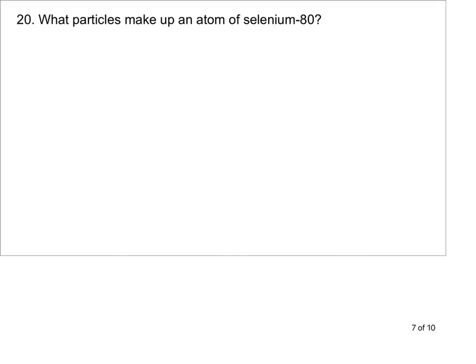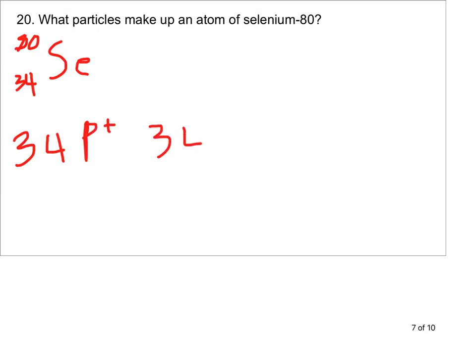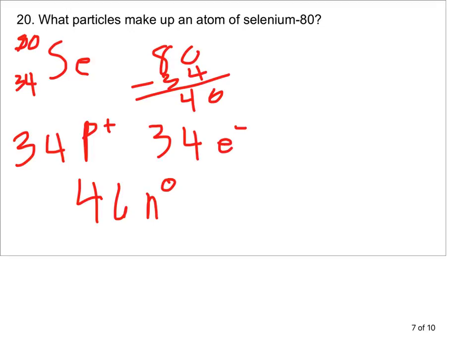What particles make up an atom of selenium-80? The selenium-80 is Se. I'll put an 80 up here. I'm going to write the formula for it. And selenium is element number 34, so I'm going to put a 34 down here. So that's its formula, but that then indicates, because it's element number 34, it has 34 protons, 34 electrons, and taking 80 minus 34, we get 46 neutrons.